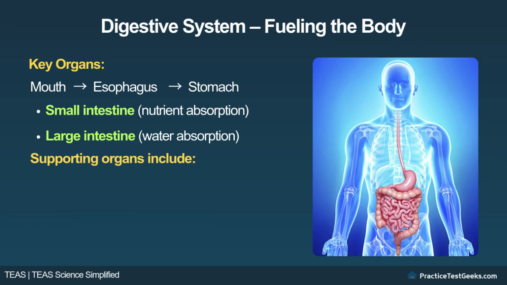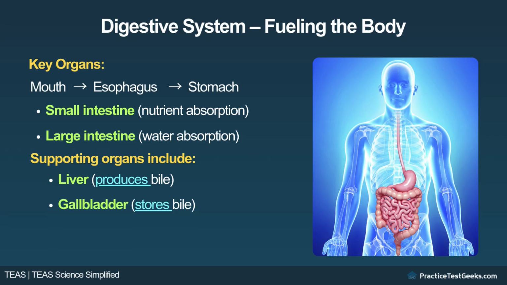Supporting organs include the liver, which makes bile to help digest fats, the gallbladder, which stores that bile, and the pancreas, which releases enzymes to break down food. On the TEAS, remember: most nutrient absorption happens in the small intestine, and bile is made in the liver but stored in the gallbladder.